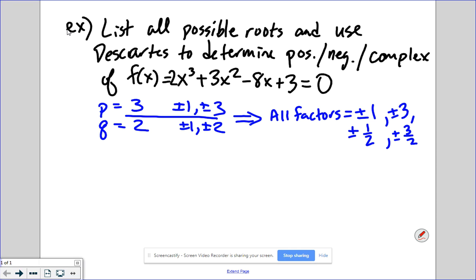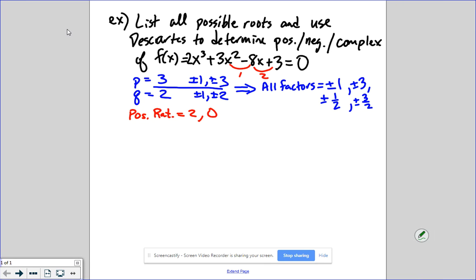So if we look at f of x, 2 to positive 3, is that a sign change? No. 3 to negative 8, yes. There's 1, 2. So by Descartes, that tells us positive rational solutions, there's either 2 or 0, because again, it's minus 2 for each one. So that's the first part.